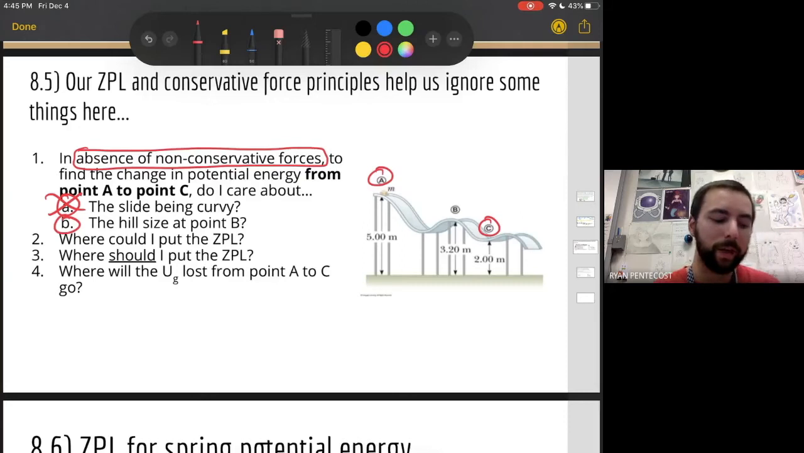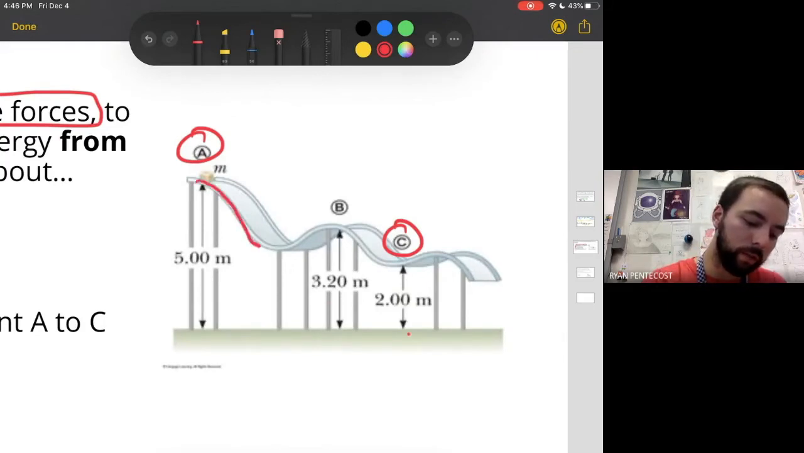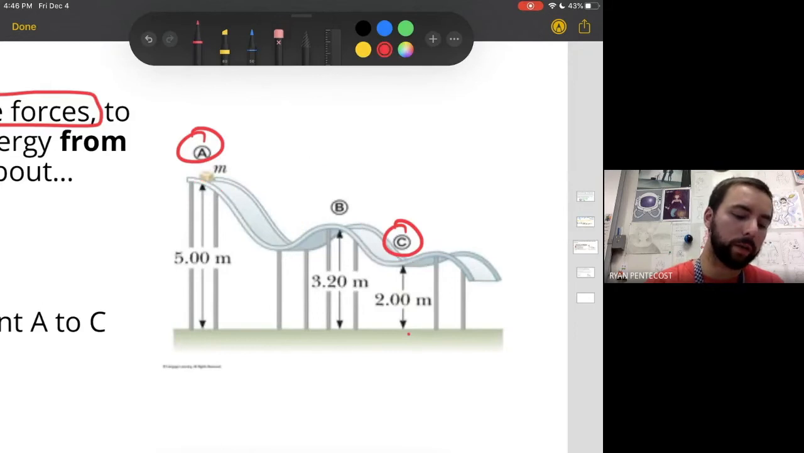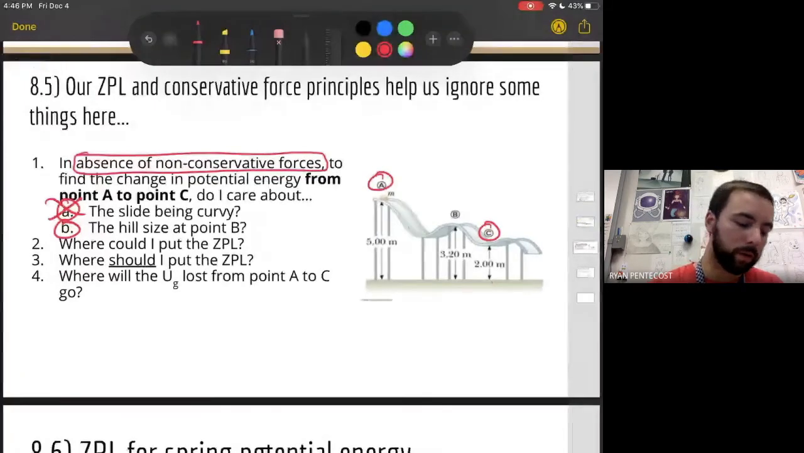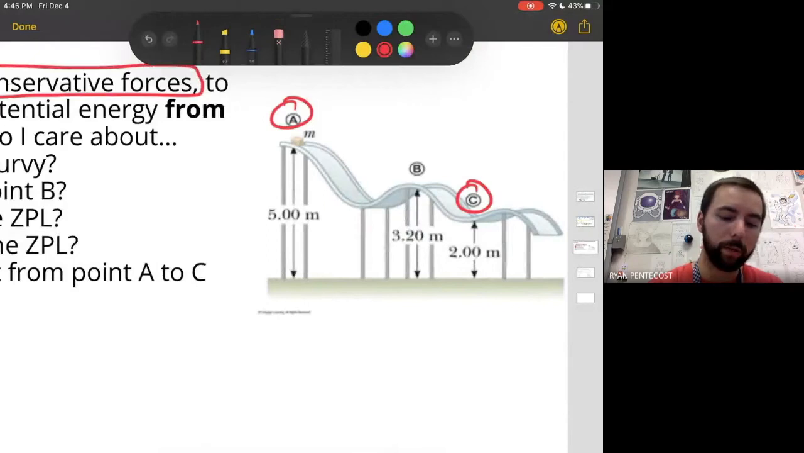Now, do we care that the hill size at point B is high or low, right? Do we care about that hill size? So with one caveat, no. However, knowing how this energy works, if B goes up higher than A, then you may not have enough energy to make it all the way to point C, right? However, we are operating under the assumption that you can get from A to C within the laws of physics. So if that works, then no, it doesn't matter the hill size at point B. It doesn't matter what's going on as you go from A to C at all.